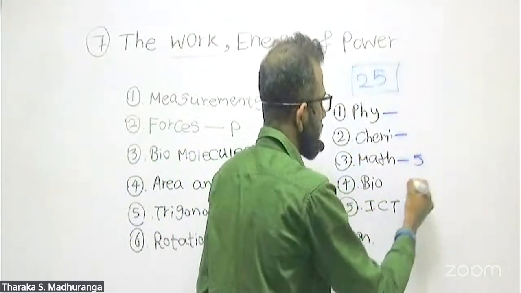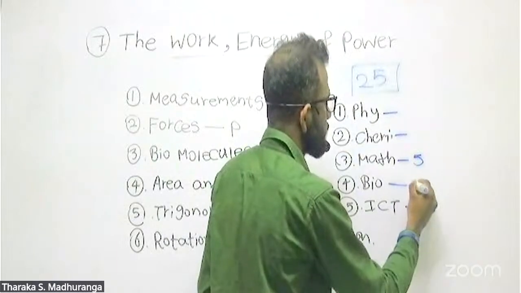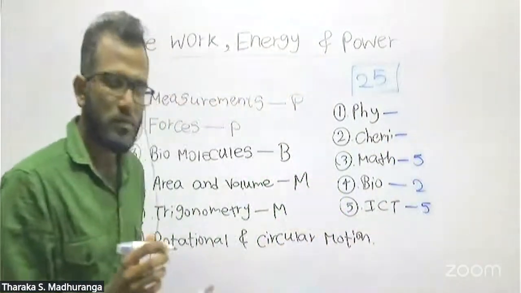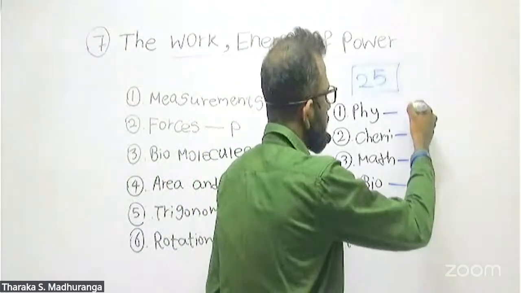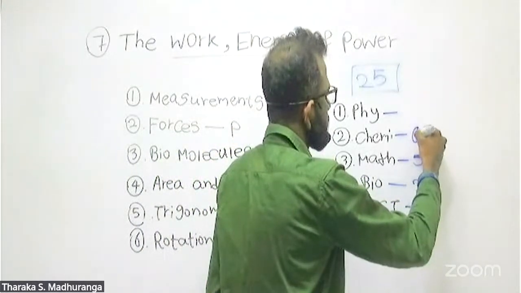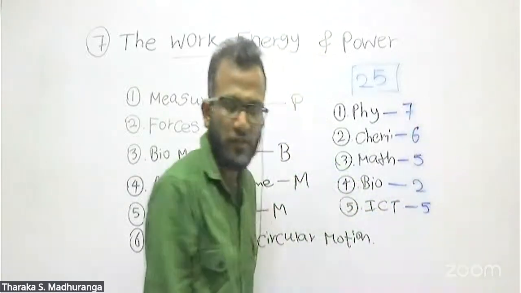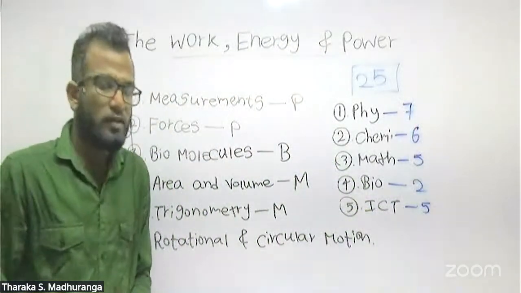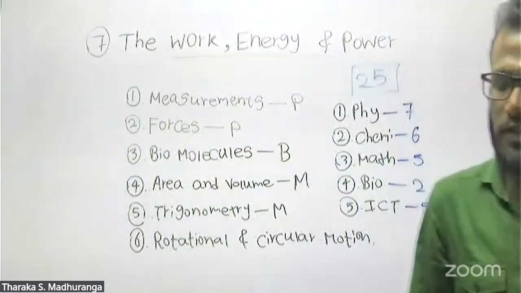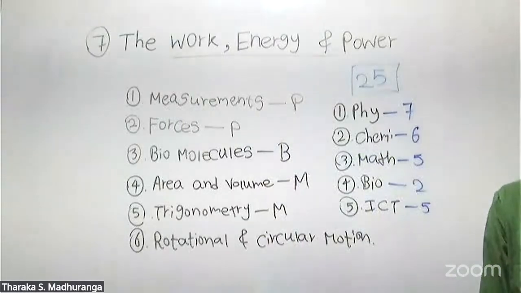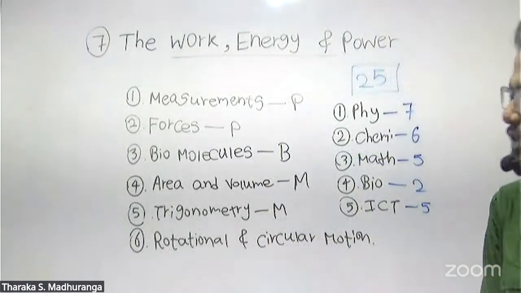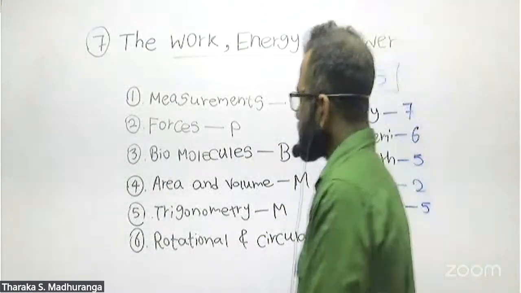We have 5 maths lessons, 5 ICT lessons, 2 biology lessons, 6 chemistry lessons and 7 physics lessons. Now you can see what lessons we have to cover and what lessons we have covered up to now.